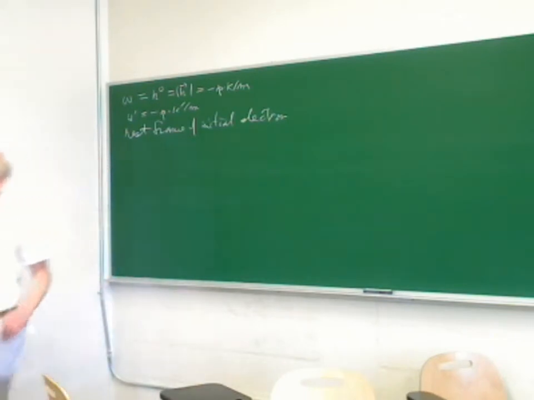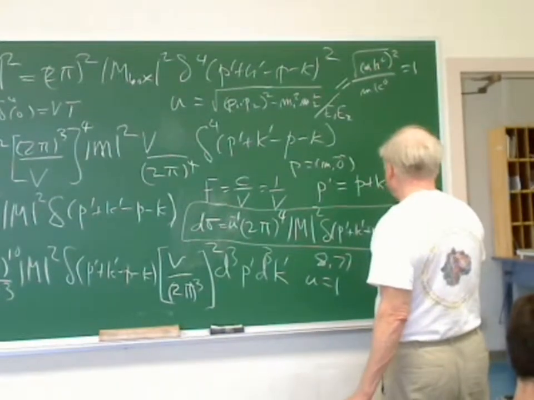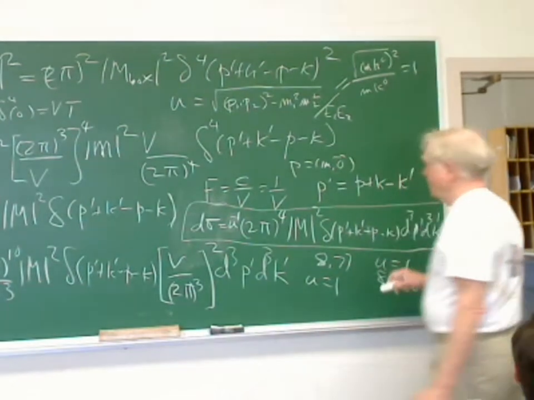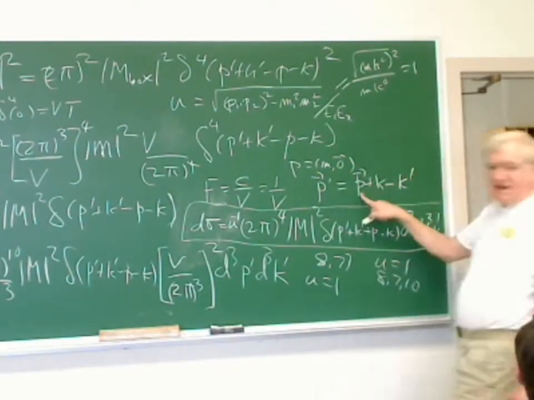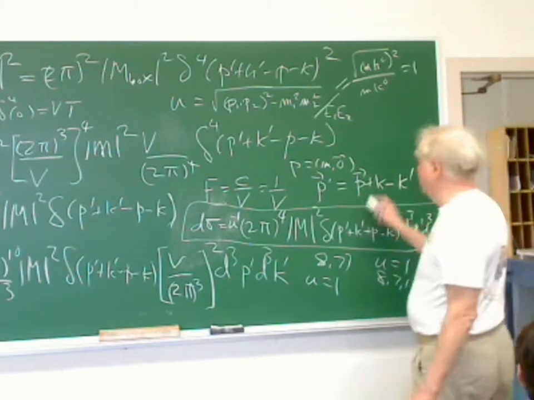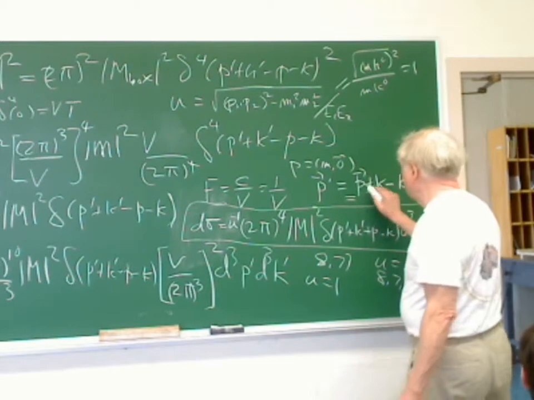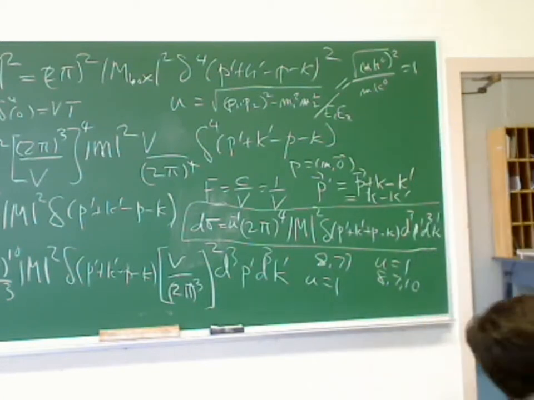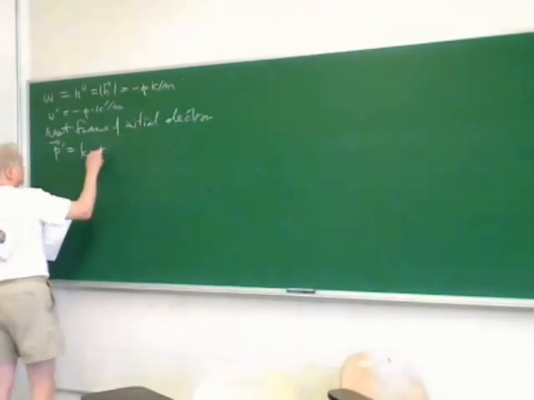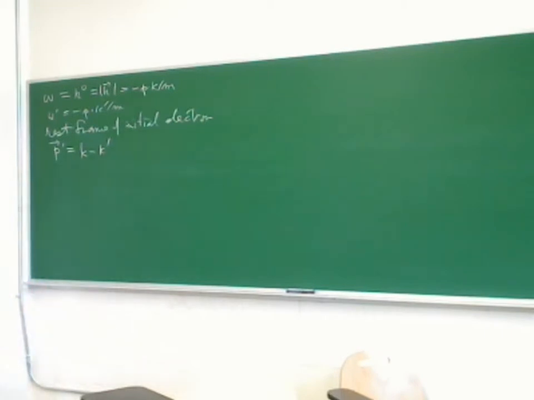So we have here a delta fourth. When we do the p prime integration, this delta fourth of p prime just sets p prime equal to p plus k minus k prime, but in fact p is equal to zero because we're in the rest frame of the initial electron. So p prime is just equal to k minus k prime. So we've got p prime vector is k minus k prime. That's what's enforced by the three-vector part of the delta function.